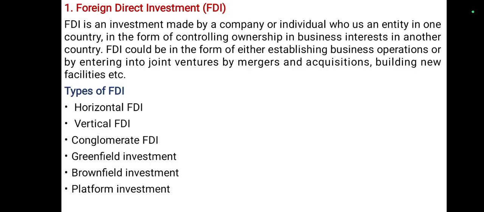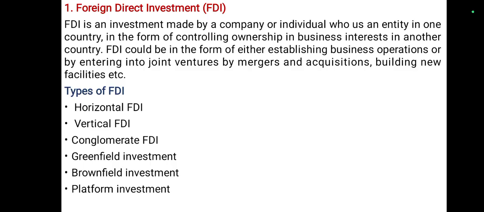Next, we have vertical foreign direct investment. The company invests in a foreign company that is a part of its supply chain, that means upstream or downstream. I will give an example, you will understand. A clothing brand investing in a fabric manufacturer in another country. Both are related to the same supply chain but not the same business. Both belong to the same supply chain but not the core business. Next we have conglomerate foreign direct investment.